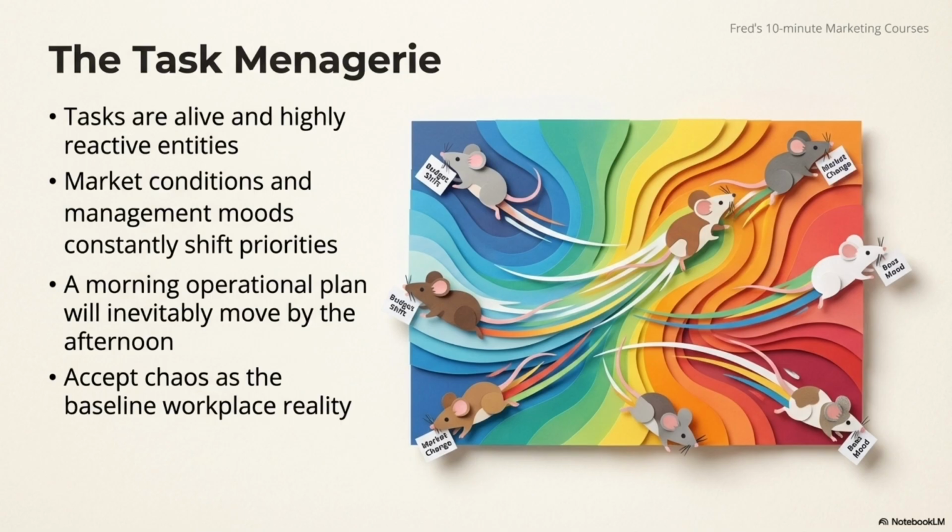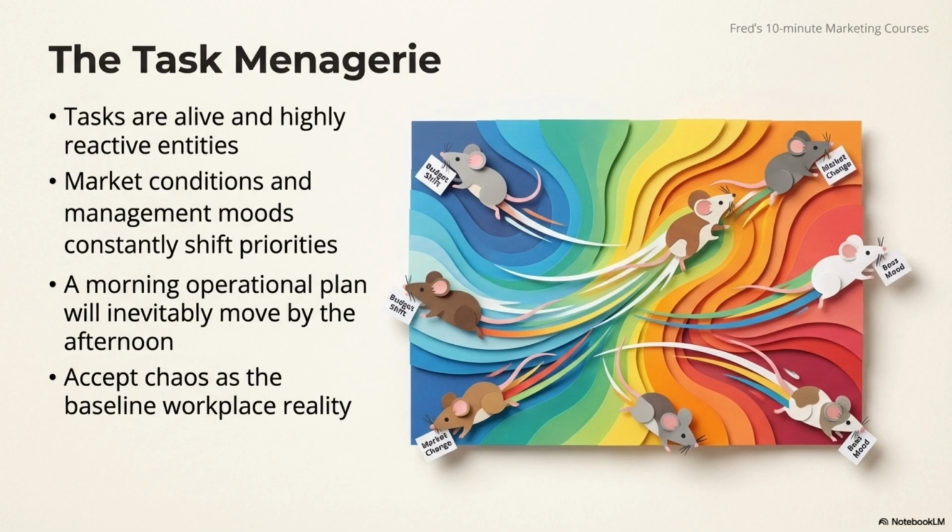So if the tasks are running around like mice on a continuous gradient, how do we actually use this reshaped matrix to get things done without losing our minds? The core takeaway here for you, the listener, is about acceptance and proactive adaptation. You simply cannot eliminate the chaos of the real world. As much as we try.